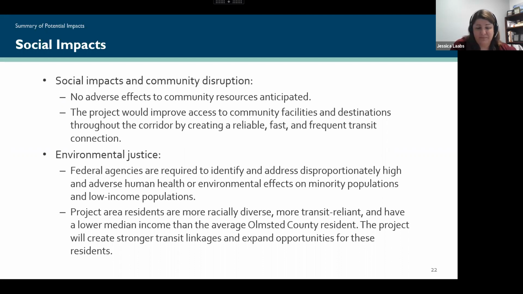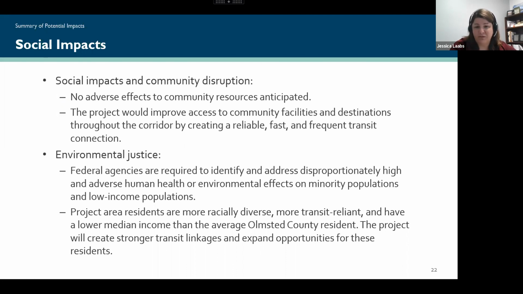Environmental justice is a topic that is required in any project with federal funding for us to take a look at how or if the project would have any disproportionately high and adverse effects on minority populations or low-income populations. So we start by identifying those populations in a project area, see if they exist and to what level. Residents in this project area are more racially diverse and do have a lower income than the average Olmsted County resident.